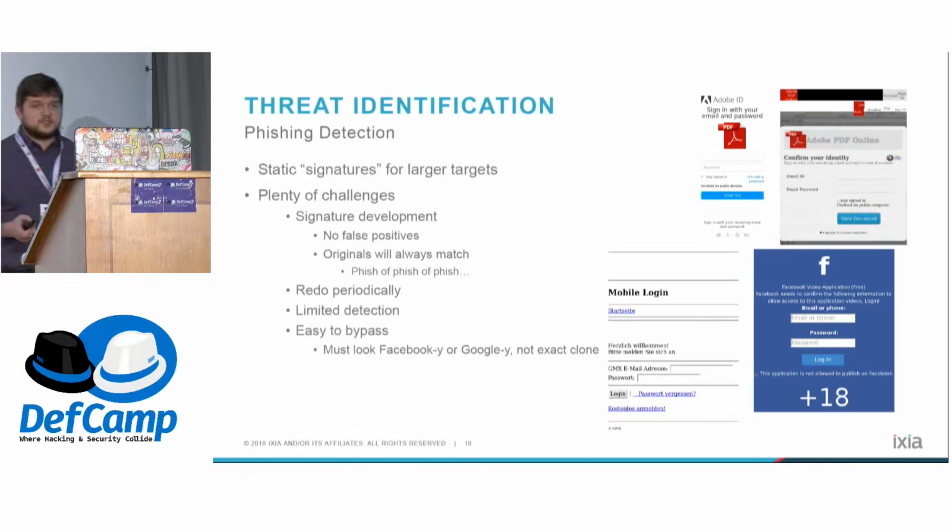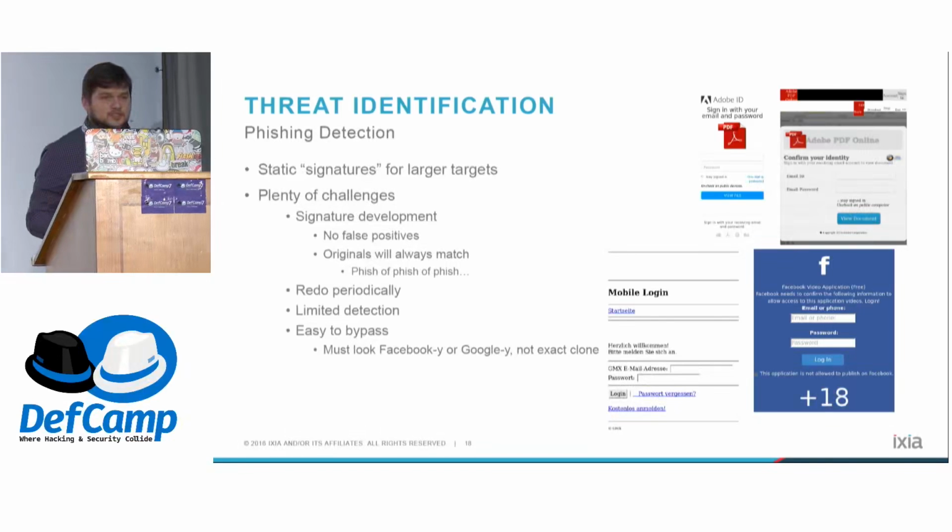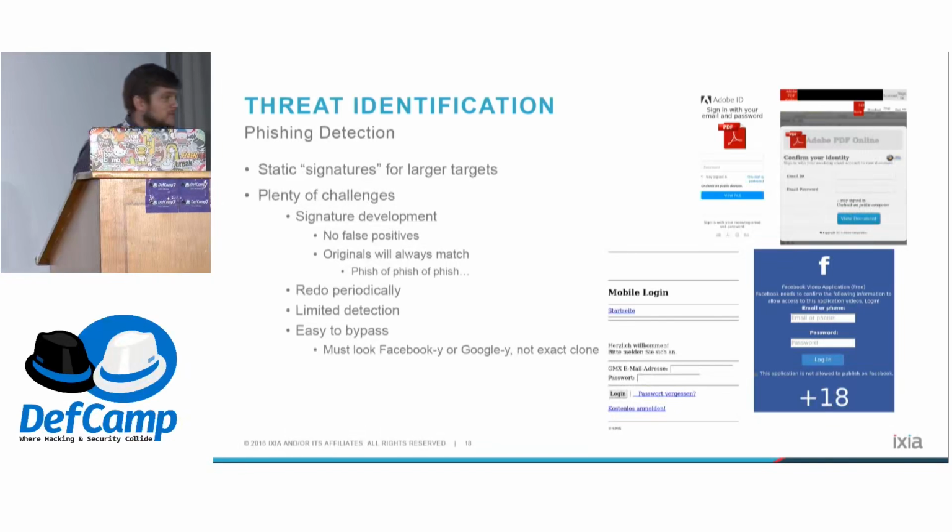So you have signature development, first and foremost. You have to create a signature. Then you don't want it to have any false positives, which might be a problem because you will always match the original page, right? So the page being cloned. Sometimes it's not an issue because we actually found people phishing pages of phishing, so they just cloned the phishing page, and I can only assume the chain goes on forever. You have to redo them periodically because the original page will change from time to time.